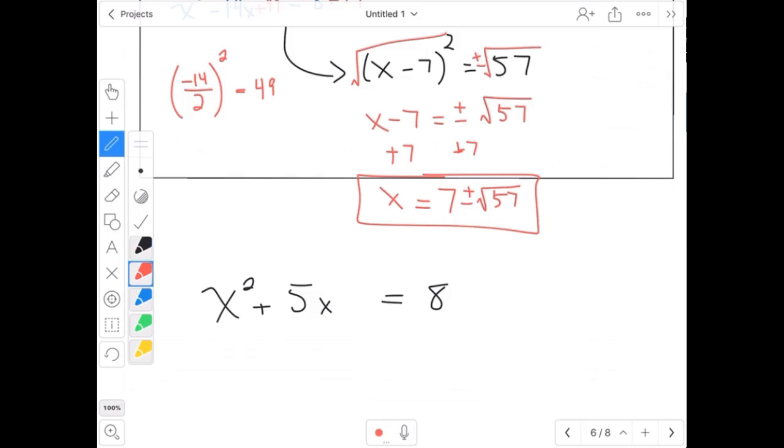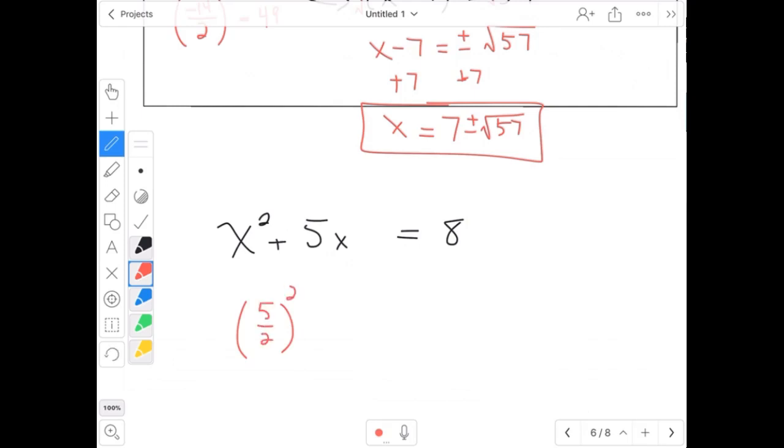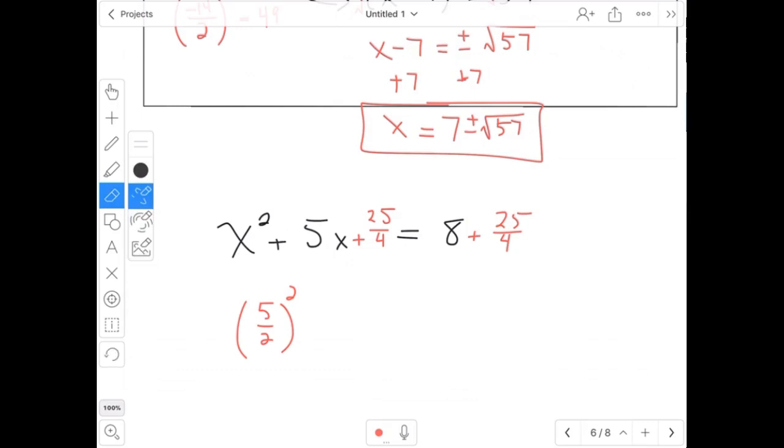Now, what's different about this is if you have an odd number in the middle there, when I cut it in half, I wouldn't get a nice number. So I would leave that as 5 over 2, and then I have to square that. So 5 over 2 squared is going to give me 25 over 4. So I need to add 25 over 4, because whatever you do to one side, you have to do to the other. And then I would actually probably want to rewrite that 8 as 32 over 4.